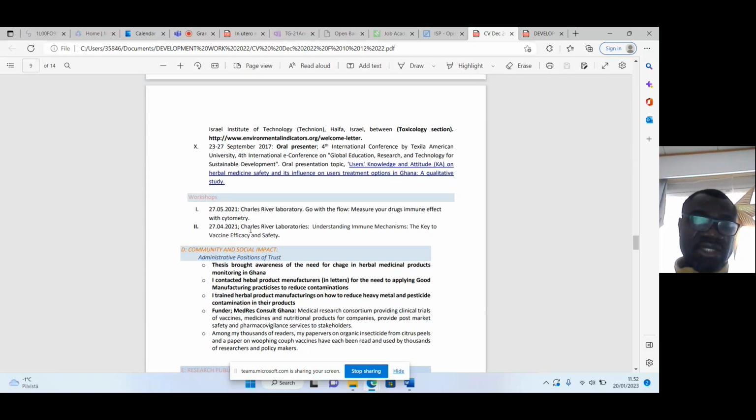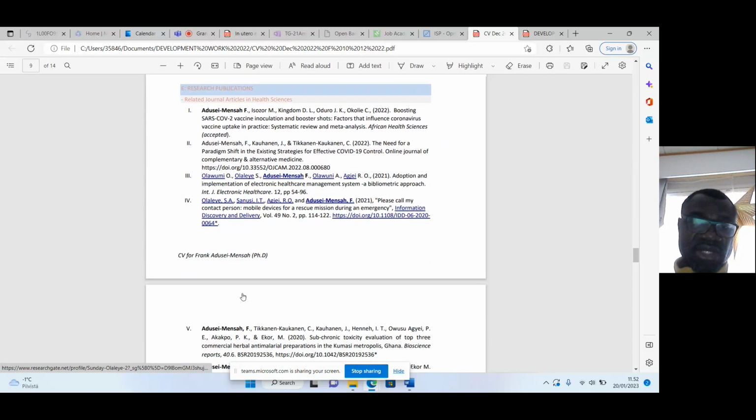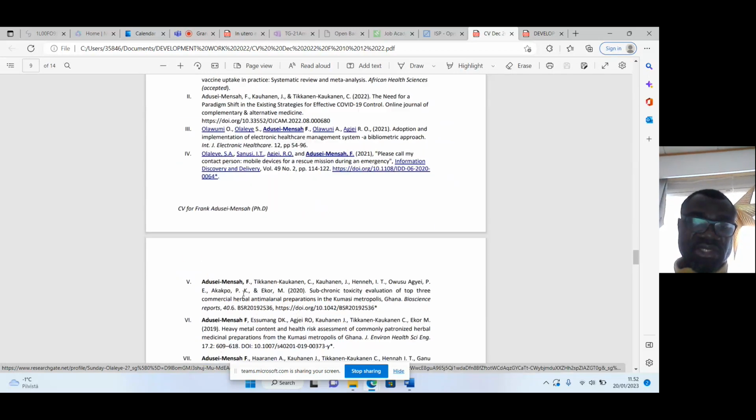So these are still under the research team or the research aspect. And so we have community and social impact, administrative positions of trust. And so you list them. And then research publications, just an outline of the number of publications you list.